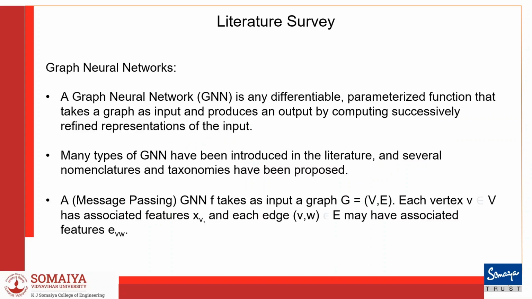Graph neural networks also feature prominently in the literature survey section of the paper, so I'll give a brief introduction about graph neural networks too. A graph neural network is any differentiable parameterized function that takes a graph as input and produces an output by computing successively refined representations of the input. It takes contextualized embeddings and produces embeddings which are refined based on messages passed by a node's neighbors.